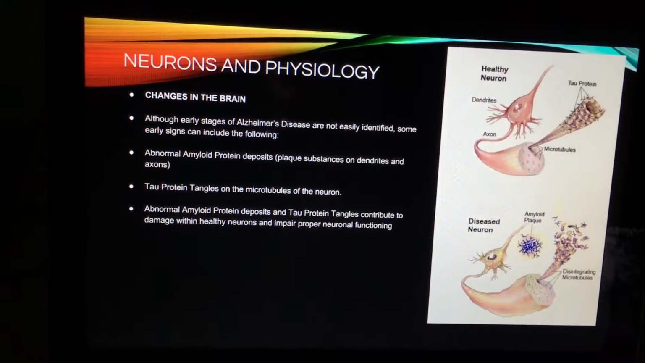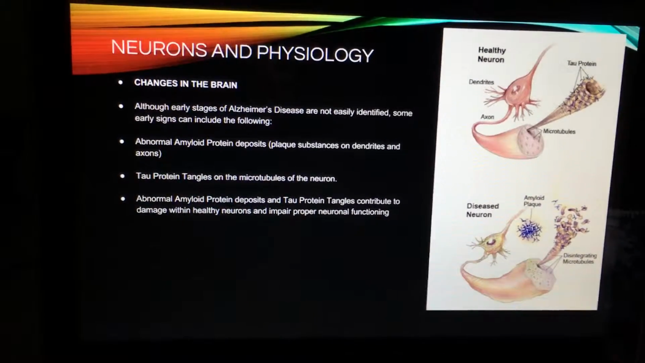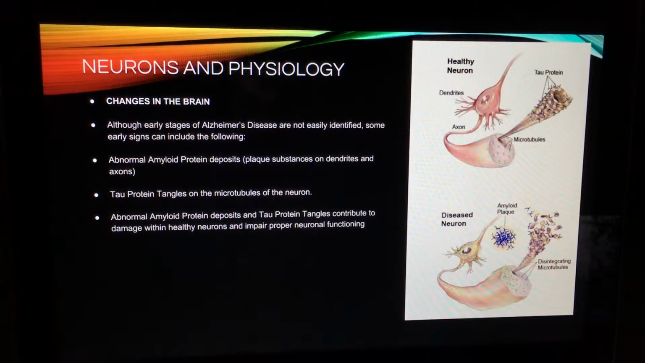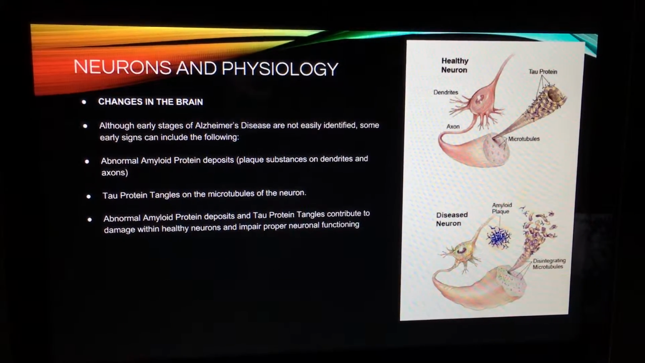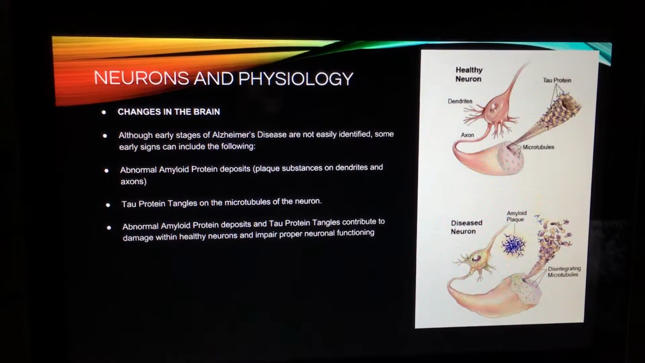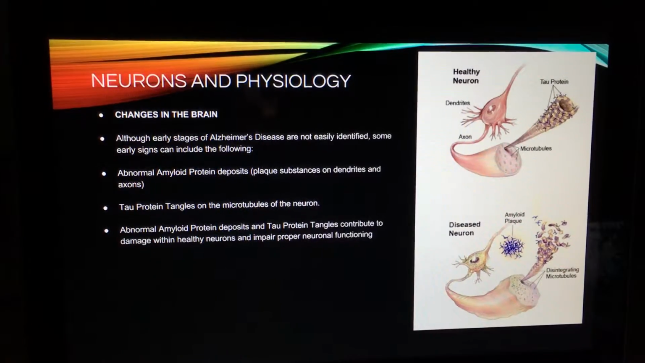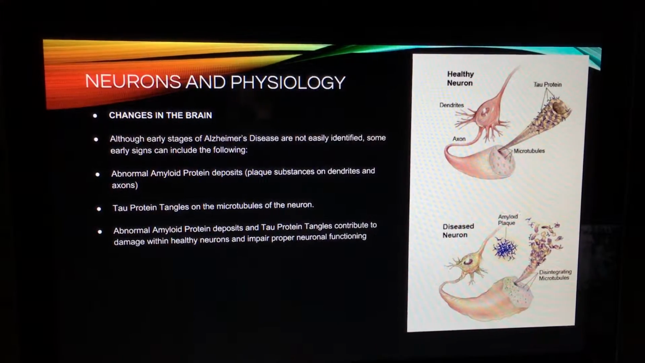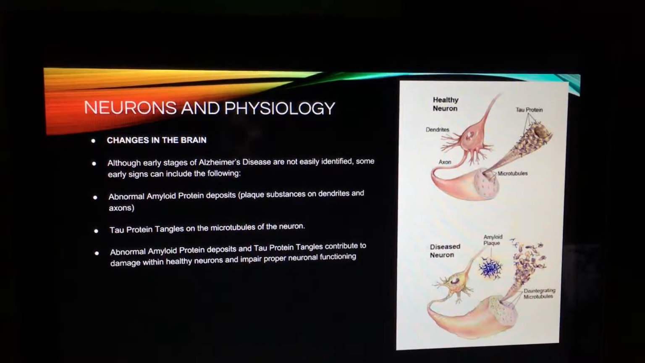Neurons and physiology. Changes in the brain. Although early stages of Alzheimer's disease are not easily identified, some early signs can include the following: abnormal amyloid protein deposits, plaque substances on dendrites and axons, and tau protein tangles on the microtubules of the neuron. Abnormal amyloid protein deposits and tau protein tangles contribute to damage within healthy neurons and impair proper neuronal functioning.